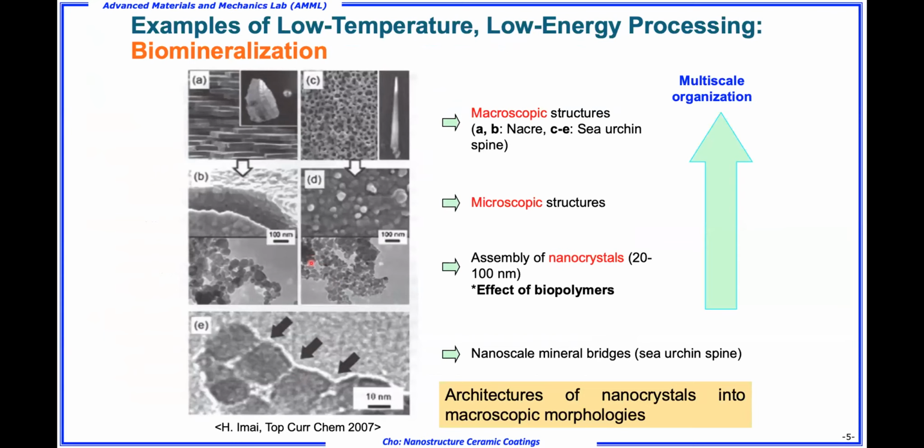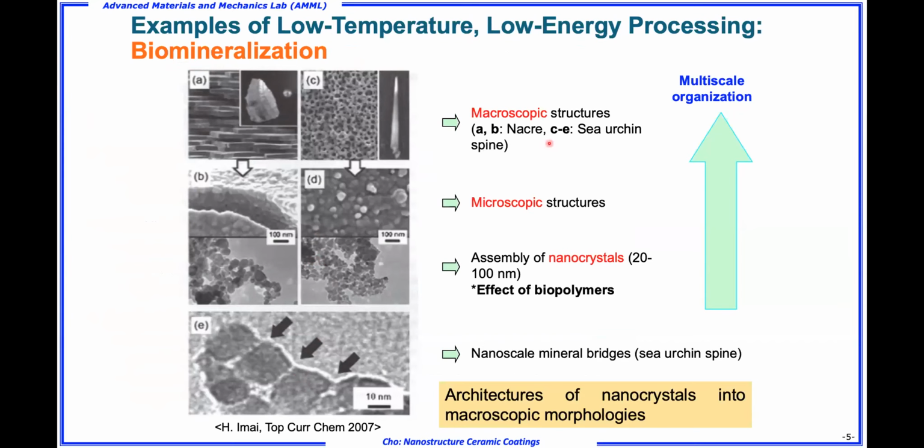So in order to be used in those applications as a ceramic coating, the key aspect is low temperature, and the manufacturing cost needs to be reasonable. So low energy processing is critical. In fact, low temperature and low energy processing examples are commonly found in nature, as shown in this formation of biominerals. In this actual example, there are two examples.